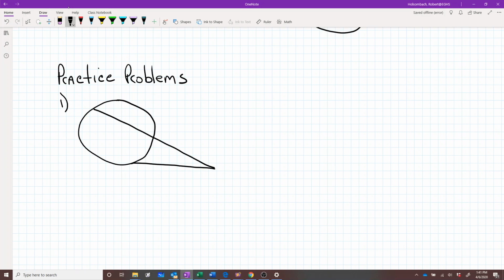That's a tangent down there, guys. Sorry. And all these problems, we're going to solve for x. And we're going to round to the nearest tenth.